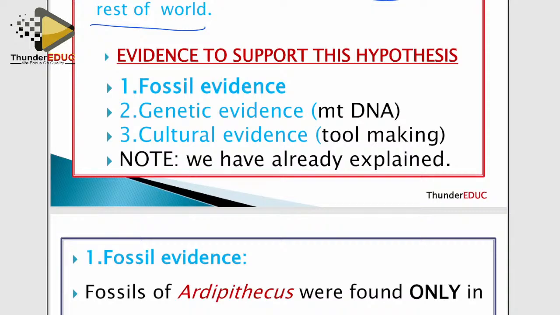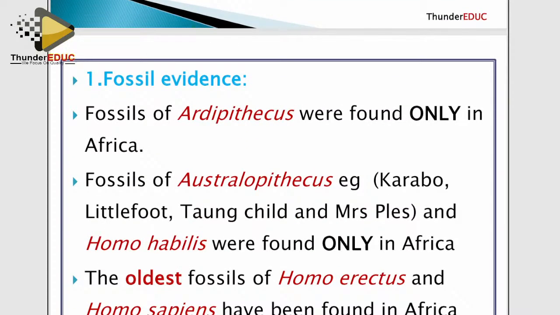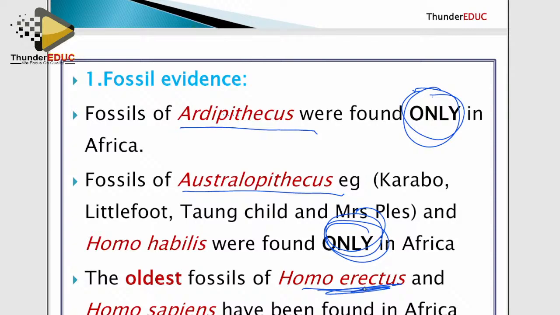So when they ask you for the evidence, you talk about fossil evidence, genetic evidence, cultural evidence. But how do you write it? This is where the problem is. Fossils of Ardipithecus were only found in Africa, because it is the oldest. Ardipithecus and Australopithecus were only found in Africa. The other ones were not only found in Africa. That's why we say that the oldest fossils of Homo erectus and Homo sapiens were found in Africa. But fossils of Ardipithecus, Australopithecus, and Homo habilis were only found in Africa. This word only must be there. But when it comes to Homo erectus and Homo sapiens, the word oldest must be there. Take a screenshot of that. Then we continue.